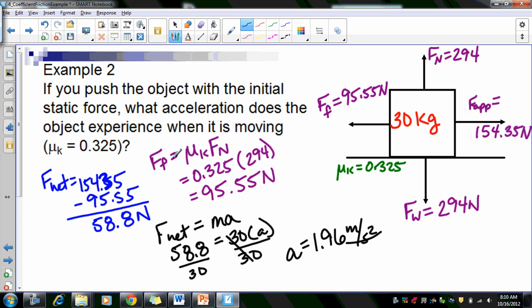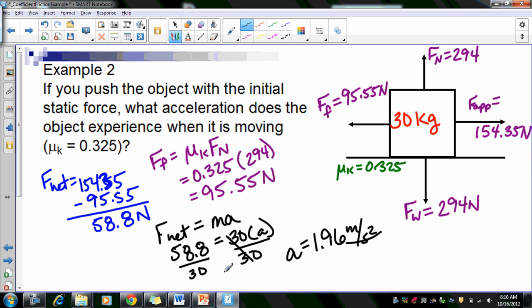So to solve these types of problems, you start with the free body diagram: mass, weight, normal. Then you find your frictional force using the normal, our new equation. Then you find the net force using your two forces. Then with the F net, you use the F-net equation to find acceleration, and you're done. I know it's a lot of steps. It's all about practice, practice.